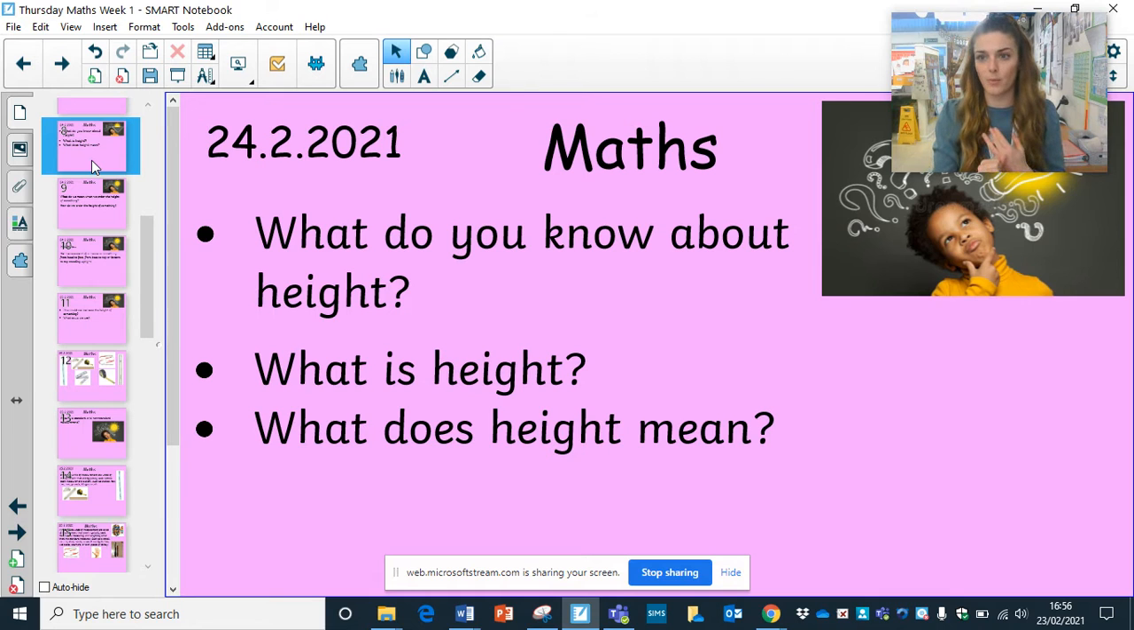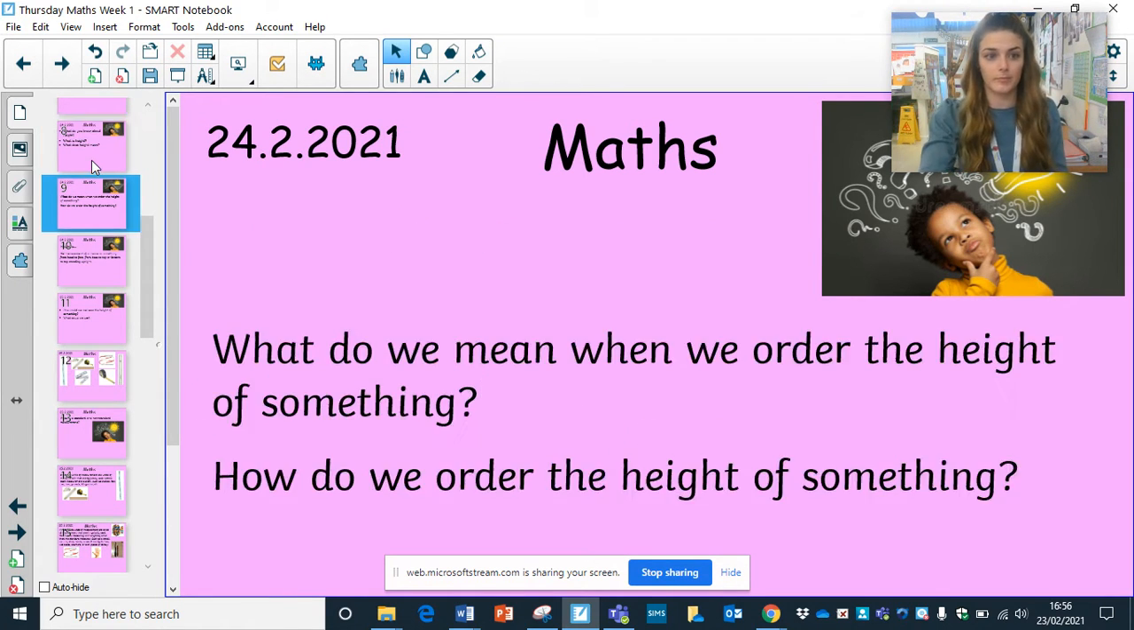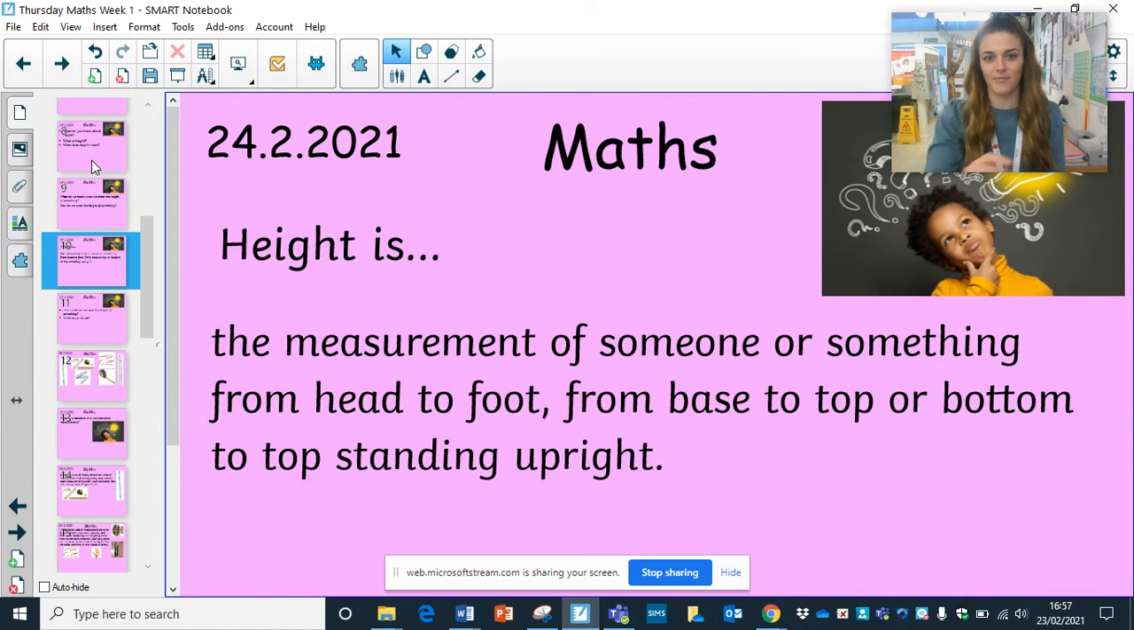So here are some questions for you. What do you know about height? What can you remember from yesterday? What is height? What does height mean? What do we mean when we order the height of something, and how do we order the height of something? Very similar questions, but again, they're just there to prompt thinking. If you're not too sure what you want to say, then those questions might help you with your answer. And again, pause here, share your ideas, and then I can tell you on the next slide what that means.